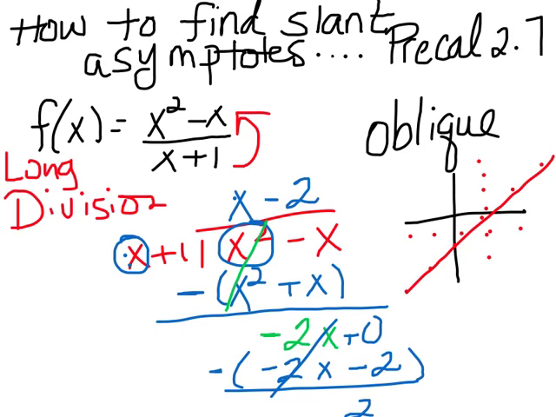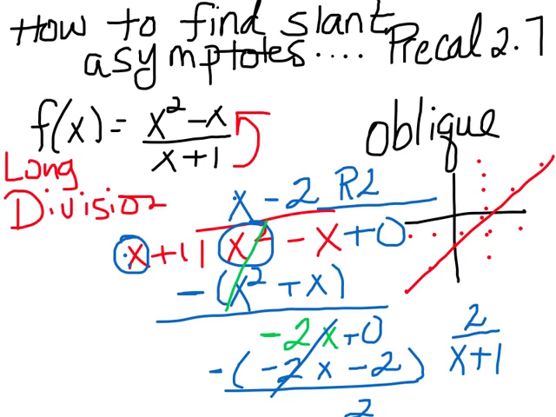So we're going to keep going. I'm going to put plus 0 here because it did not have a constant. How many times does x go into 2? It doesn't at all. So I'm going to stop here, and what I have is a remainder of 2. What does that mean, this remainder of 2? Do you remember that you can take the 2 and write it over what you divided by? 2 over x plus 1. So that's the remainder.